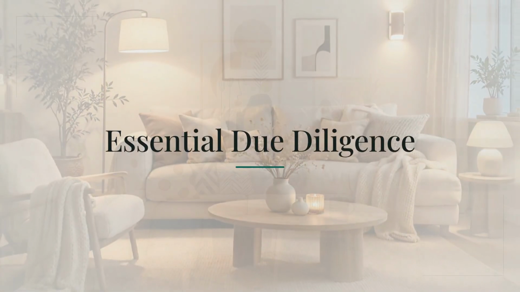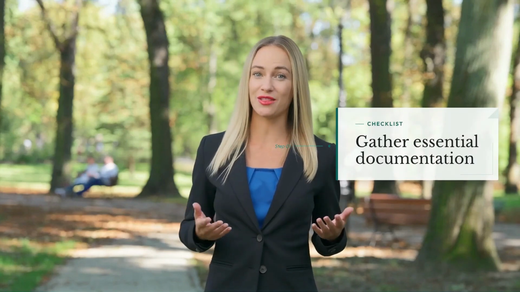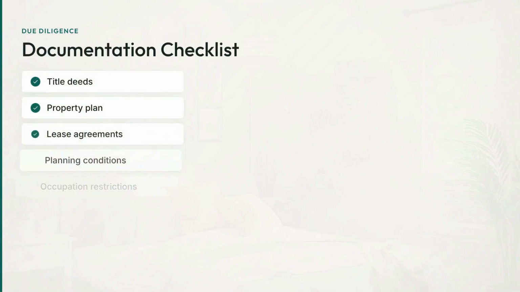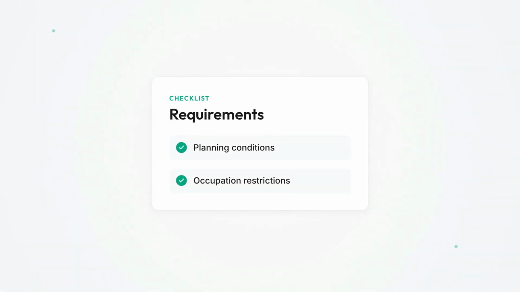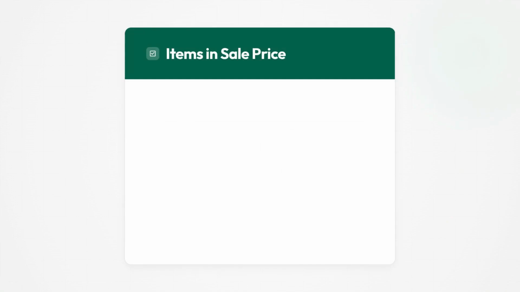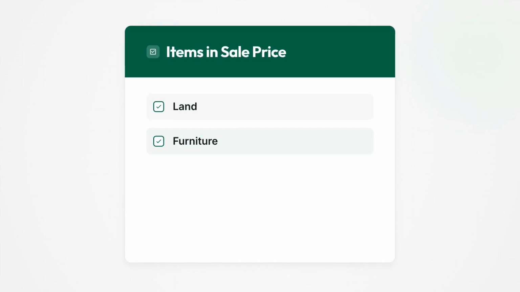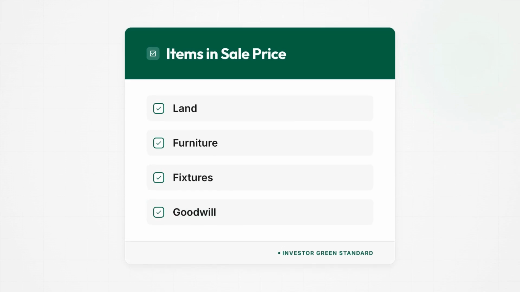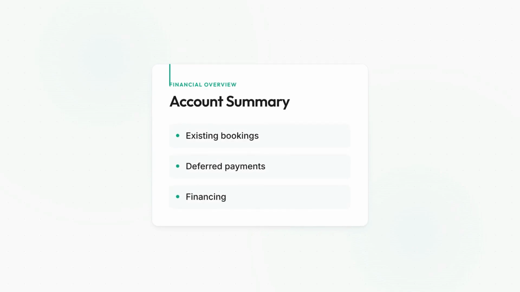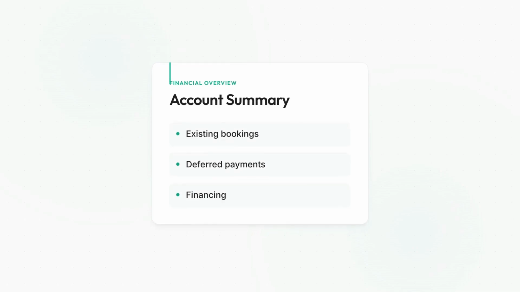Conducting essential due diligence before your offer. Before you finalise your offer, ensure you gather the essential documentation: title deeds, property plan, lease agreements, planning conditions and occupation restrictions. Additionally, create a clear list of all items included in the sale price, which should cover any extra land, furniture, fixtures, goodwill, existing bookings, deferred payment options, and any financing arrangements with the seller.